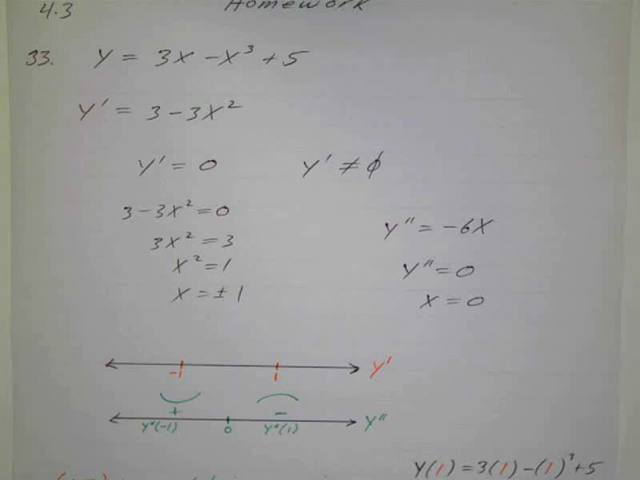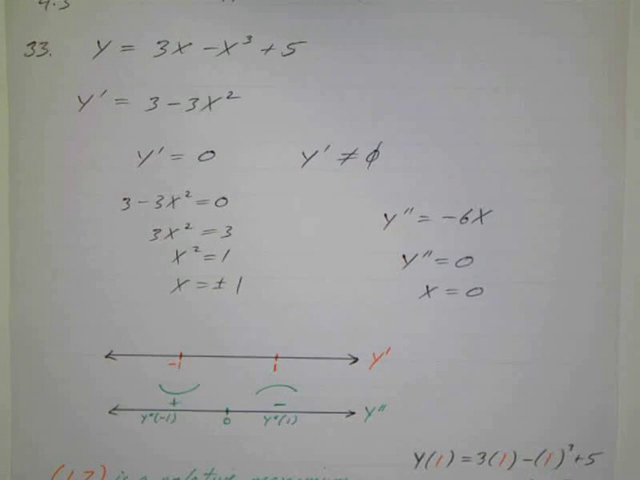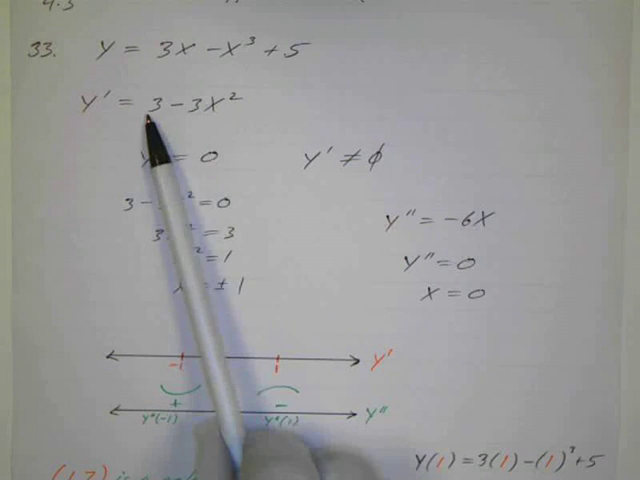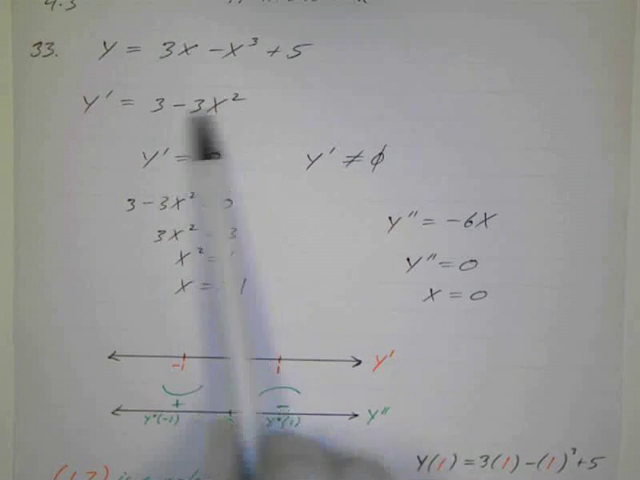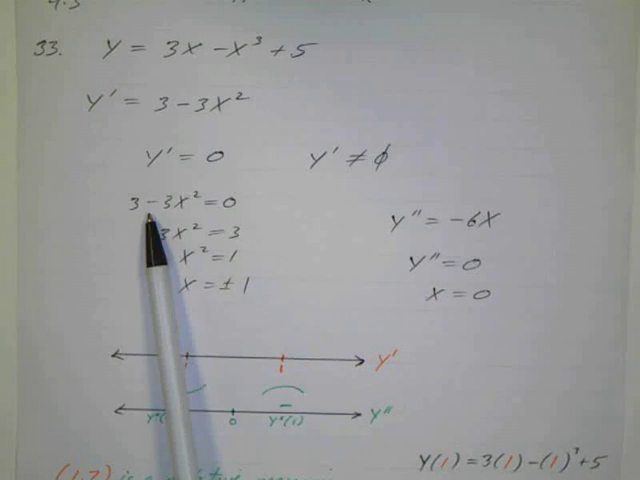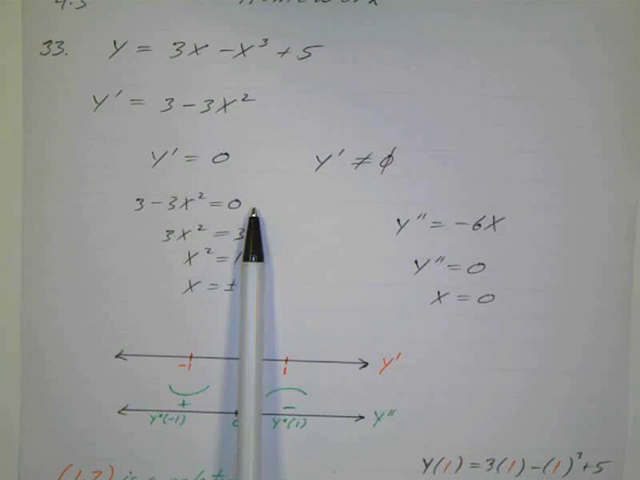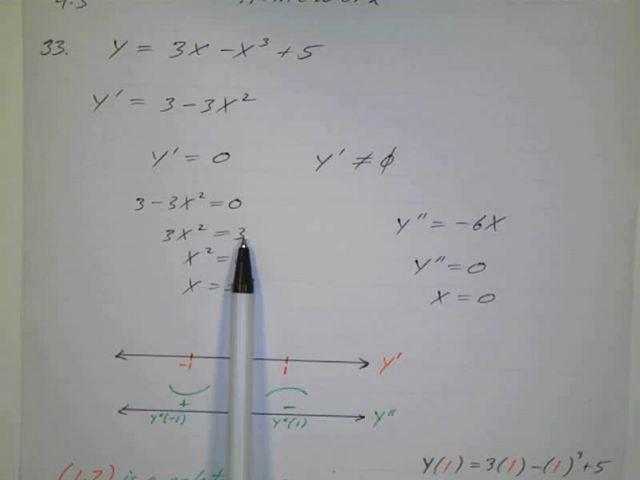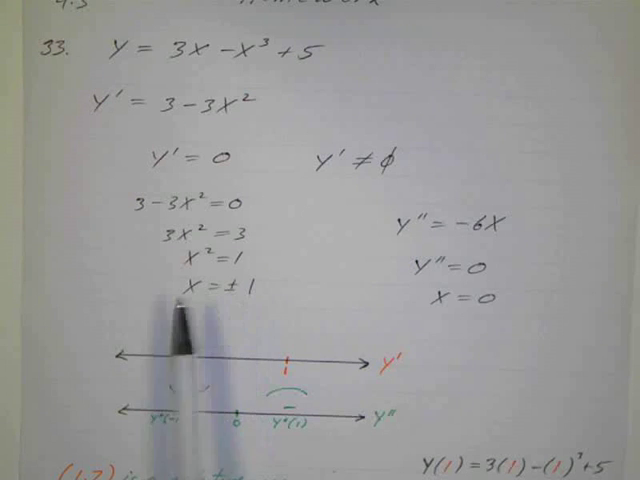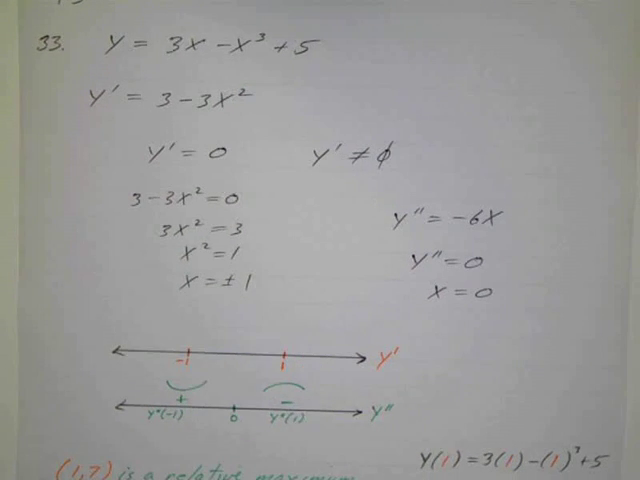So first of all, we have to take the first derivative to find our candidates for our relative extrema. The first derivative would be just 3 minus 3x squared. Now that's not going to be undefined, but it will be equal to 0 when this is equal to 0, so I've set this equal to 0. I could just add that to both sides and then flip it, so I get 3x squared equals 3, divide by 3, so I get x equals plus or minus 1. So those are my critical points.